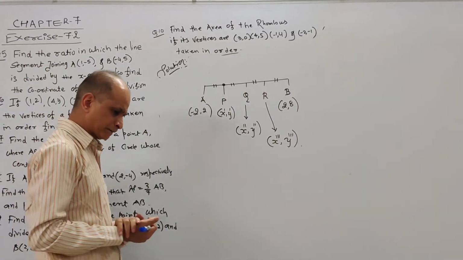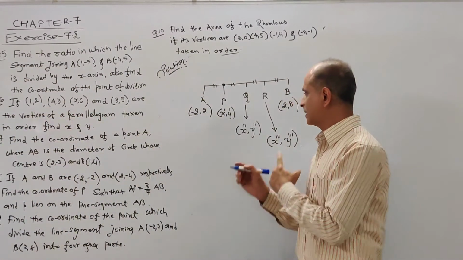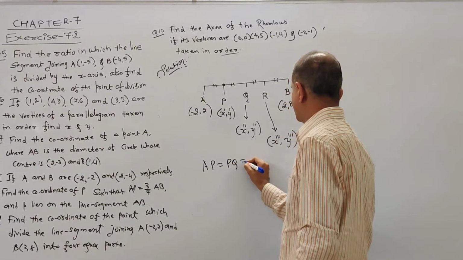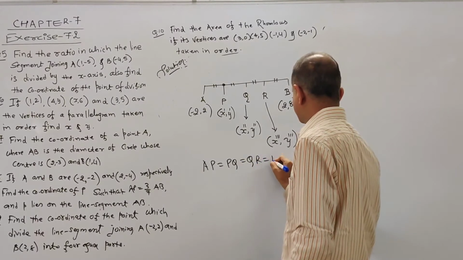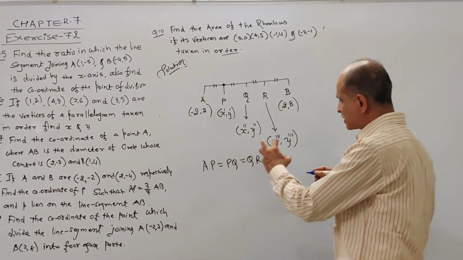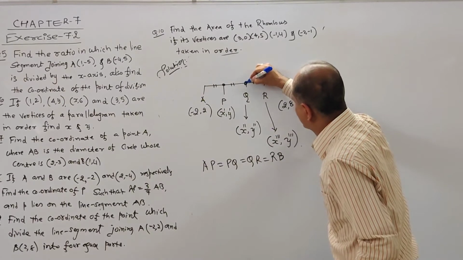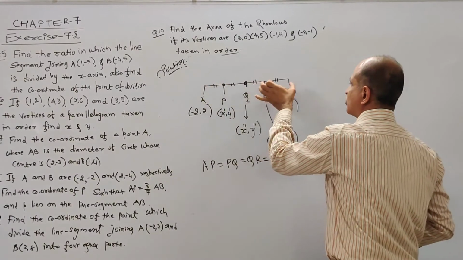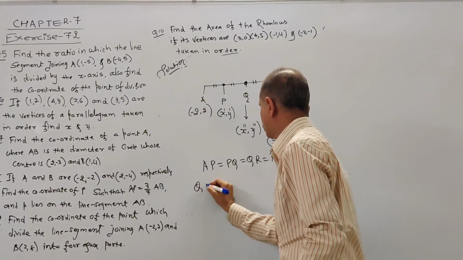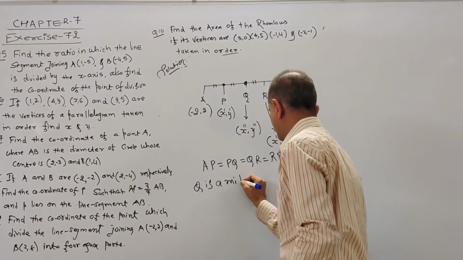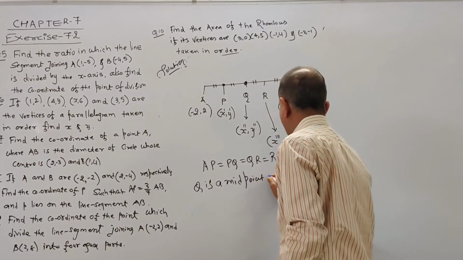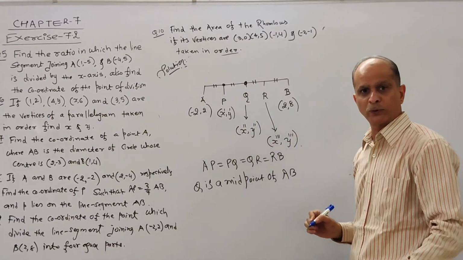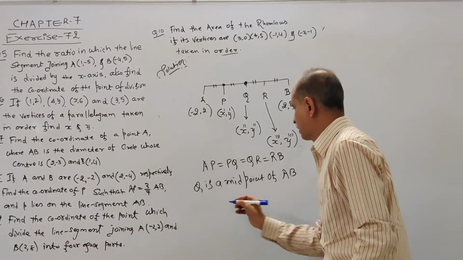Here we can say AP is equal to PQ is equal to QR is equal to RB. So from this we can say that Q is nothing but a midpoint of AB, because AQ is equal to QB. So you can write Q is a midpoint of AB. So you can easily find out the coordinate of Q by using the midpoint formula.